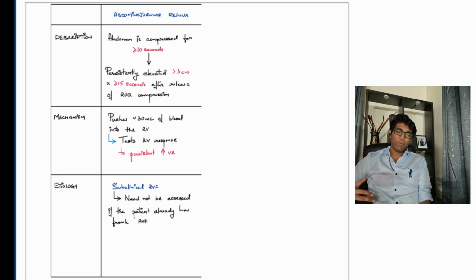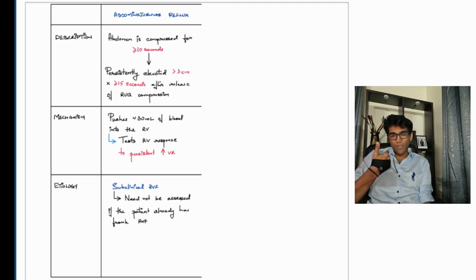Okay, so we press on the right upper quadrant of the abdomen, that is on the liver, for 10 seconds. It is said you should apply 40 millimeters of mercury of pressure, but obviously it's a firm pressure applied for about 10 seconds. Now after that, what happens is the venous return into the right side of the heart increases.